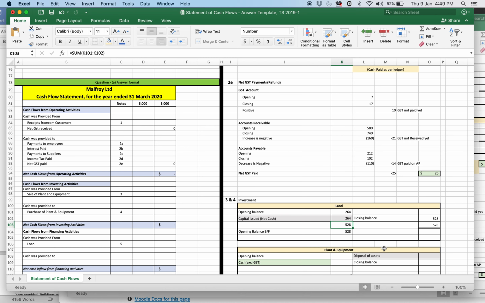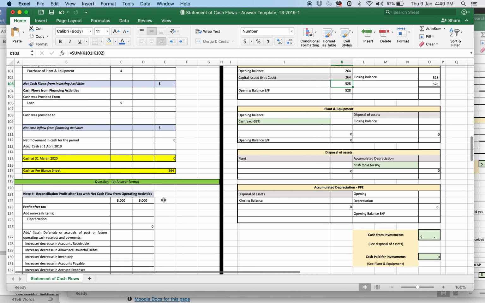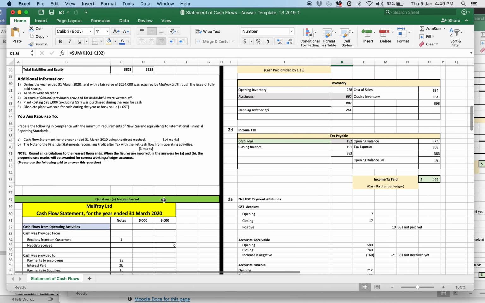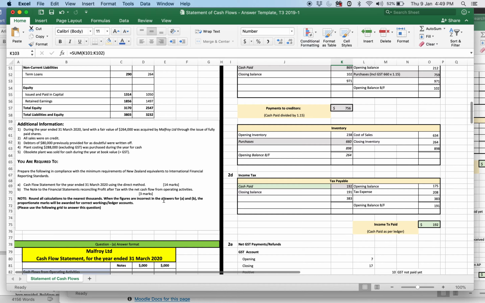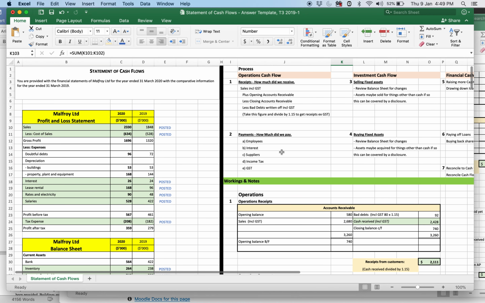Okay, 264. If we go to the notes, the question is just to really get us aware that, hey, look, we could acquire something for something apart from cash. And I'll put that note in there, I think. Buying fixed assets. Assets may be acquired for things other than cash. If so, this can be covered by a disclosure.